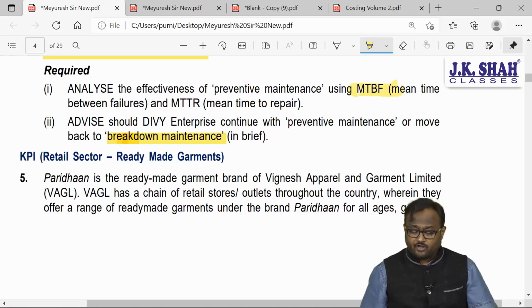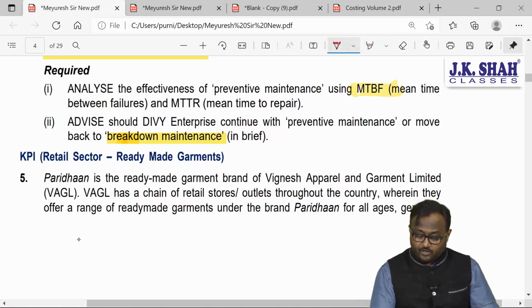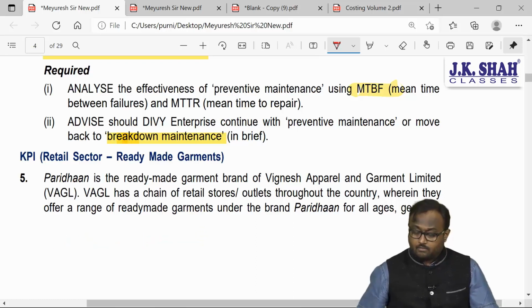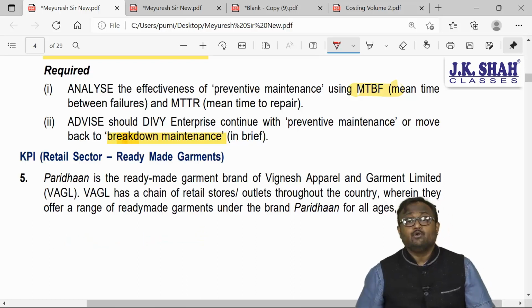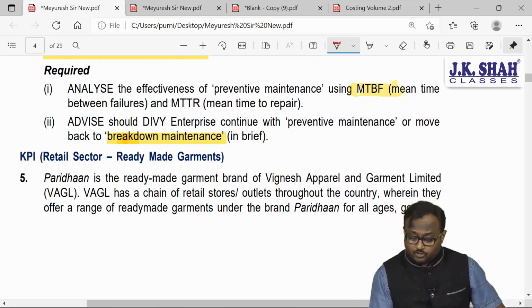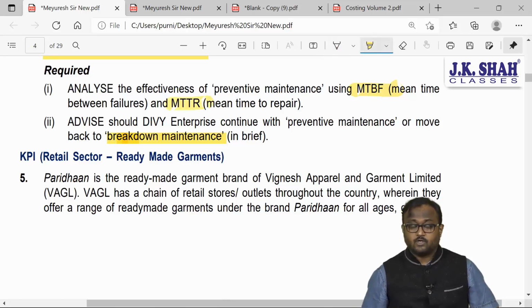Mean time between failure means the time interval between 2 failures. One failure is after 15 days, another failure is after 15. So basically, the total number of days divided by the total number of failures will give you mean time between failures. And mean time to repair means how much time does it take to carry on the repair activity? Because for this period, your production will be stopped because the restoration process must be going on.